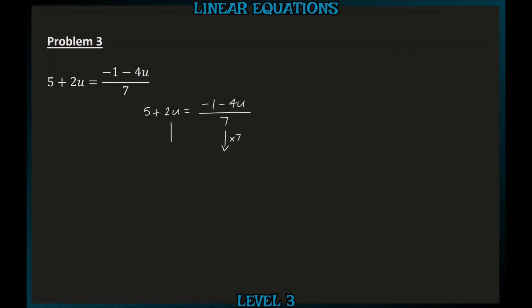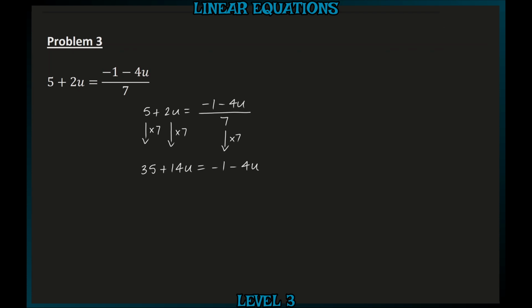So this means that we need to multiply the 2u by 7, and we also need to multiply the 5 by 7. So starting on the left, 5 times 7 is 35. 2u times 7 is 14u, so we have plus 14u, and on the right, the times 7 and the divide by 7 cancel out to just leave us with minus 1 minus 4u.